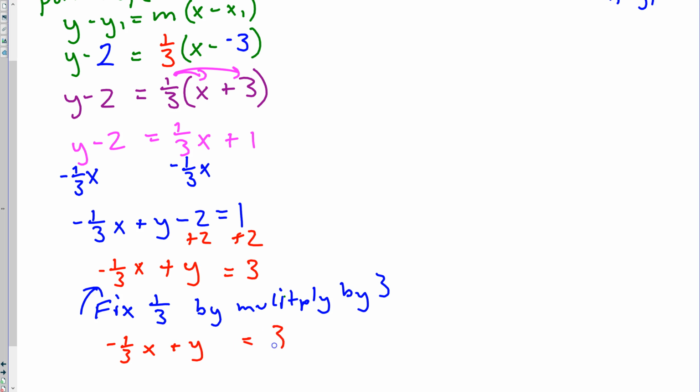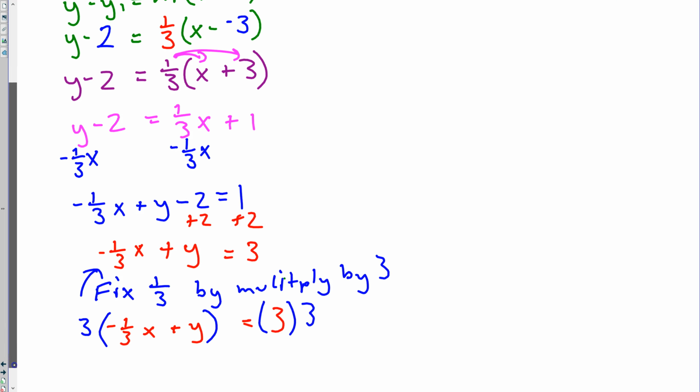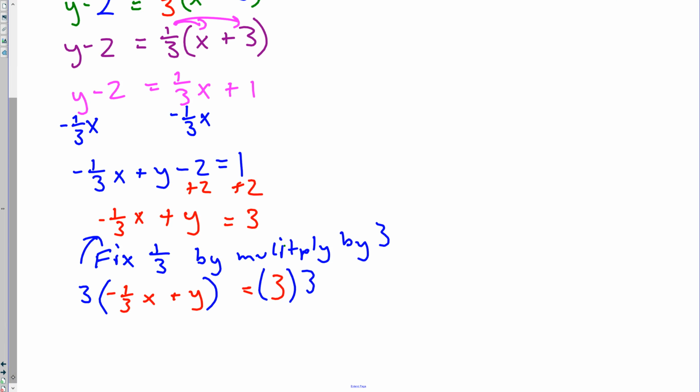So here I'm just writing down the equation again, and we're going to multiply both sides. We do have to multiply both sides because that's how you keep the equation balanced, right? Whatever you do to the left, you've got to do the same thing to the right. So I can't just multiply the left side. We've got to balance our equation by multiplying the right side. So on the right side, 3 times 3 is going to get me a value of 9.